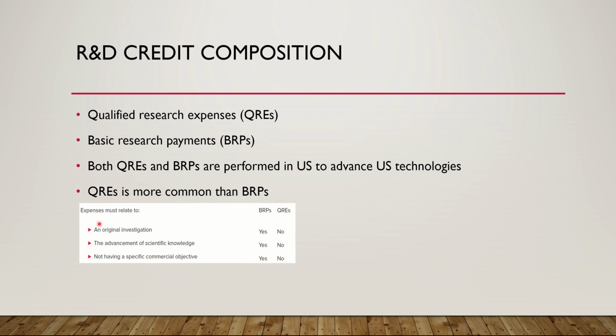On the other hand, basic research payment is the amount paid to a qualified basic research organization, such as a college or university or a tax-exempt organization, to conduct scientific research. Qualified research expenses are more common than basic research payment.